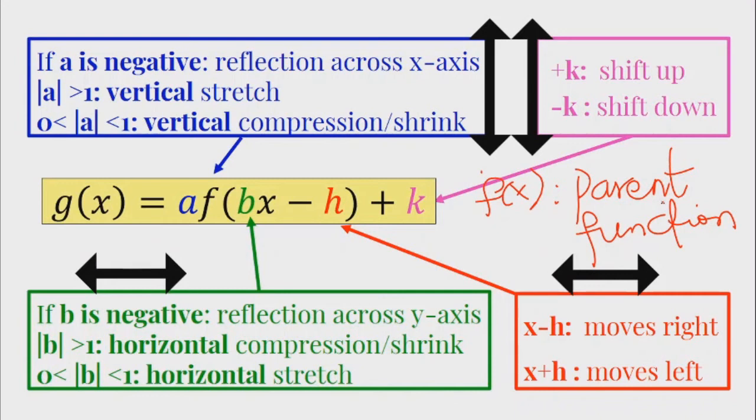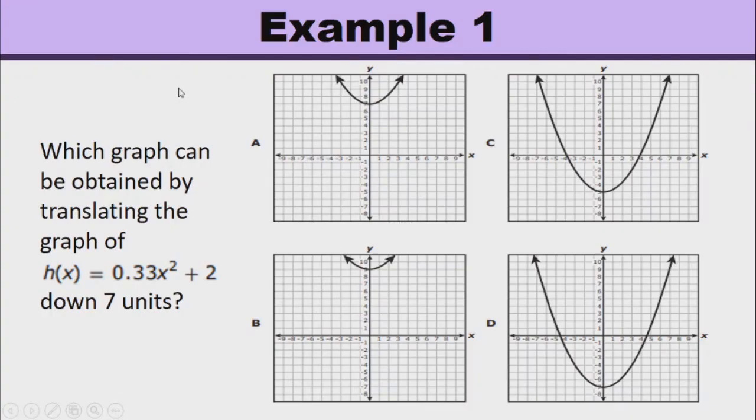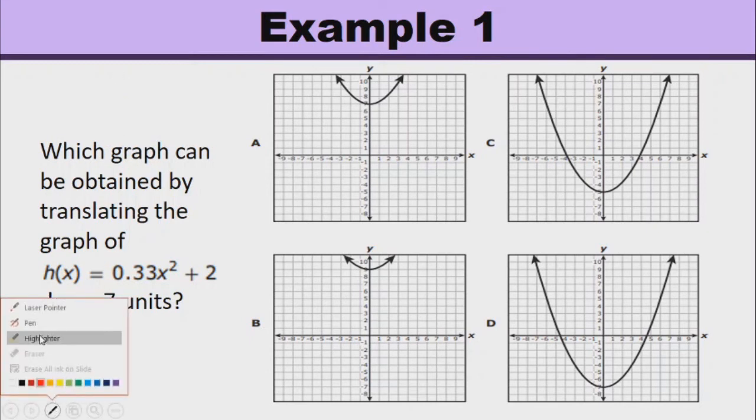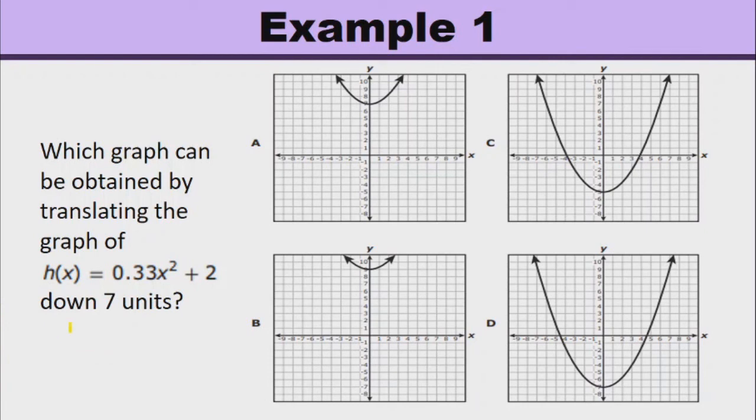H, we move it left or right, okay? So let's look at example number 1. The question is, which graph can be obtained by translating h of x down? Let's first highlight the keywords. We have translate, we have down, 7 units, okay?